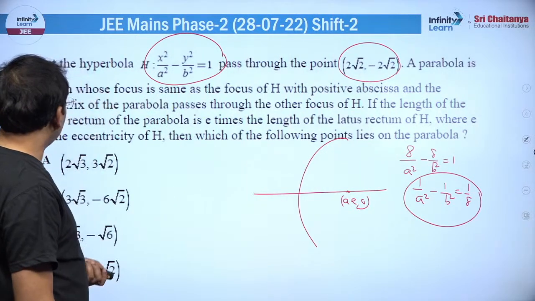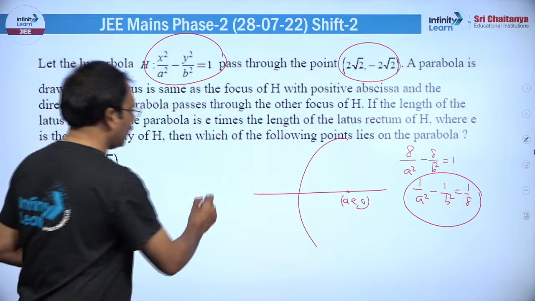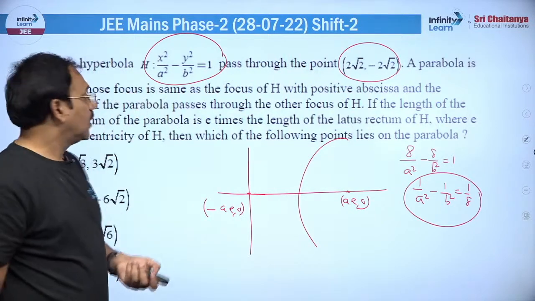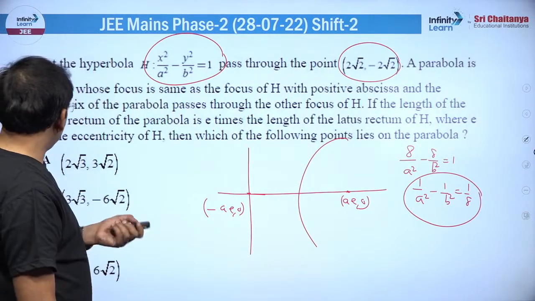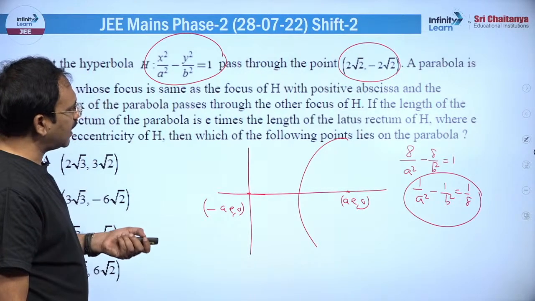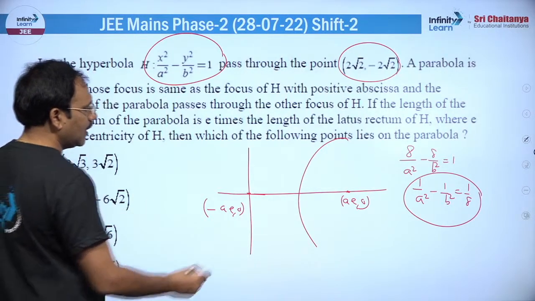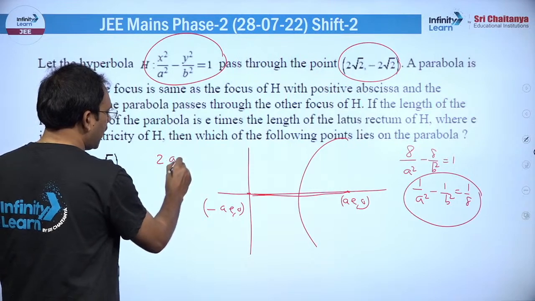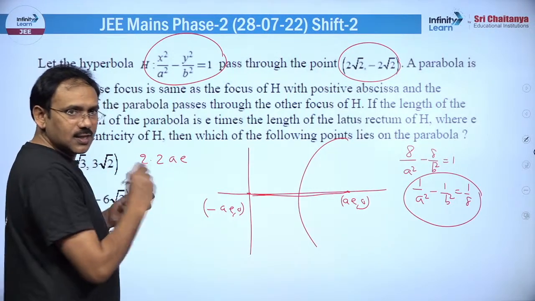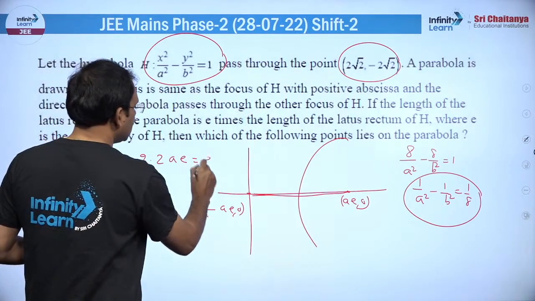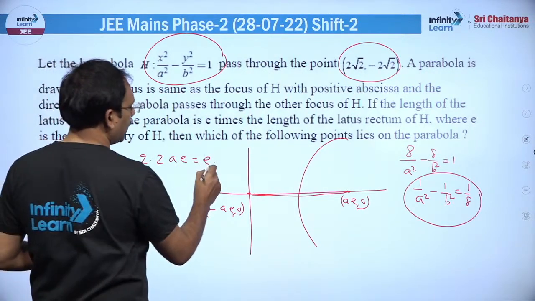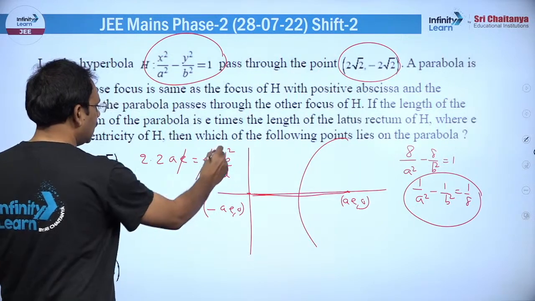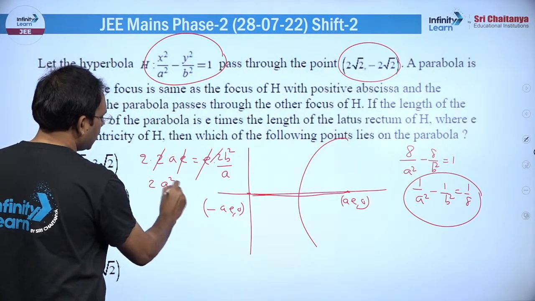The directrix of the parabola passes through the other focus of H. So the directrix passes through (-ae, 0). Now, my dear friends, the length of the latus rectum of the parabola is e times the length of the latus rectum of the hyperbola. The distance from the focus to the directrix is 2ae, and you take it twice. This is the length of the latus rectum of the parabola. This is e times the length of the latus rectum of the hyperbola, which is 2b square by a. The e got cancelled, the 2 got cancelled, and you will get 2a square is equal to b square.